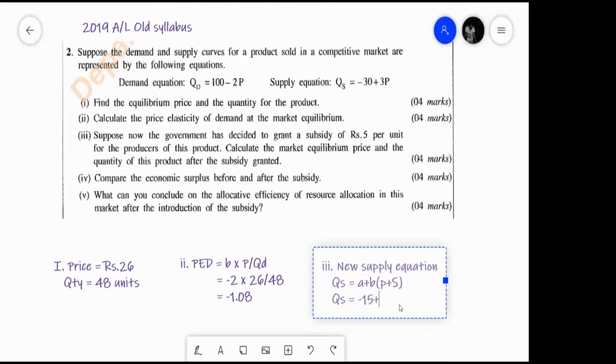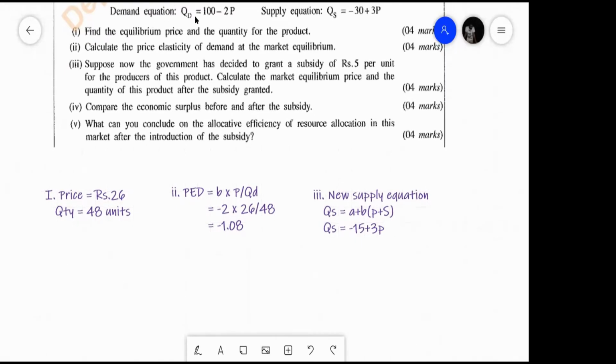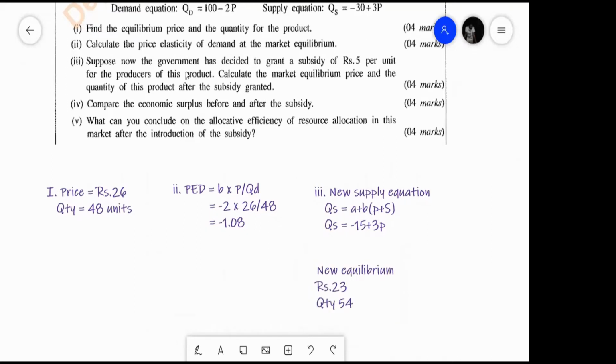So minus 15 plus 3P. Then what is our new equilibrium price and quantity? You equate the demand: QD equals 100 minus 2P equals minus 15 plus 3P. So how much do we get as the new equilibrium price and quantity? New equilibrium price equals rupees 23 and the quantity is equal to 54. These things are going fast because we have done this over and over again. Okay, then that is done.